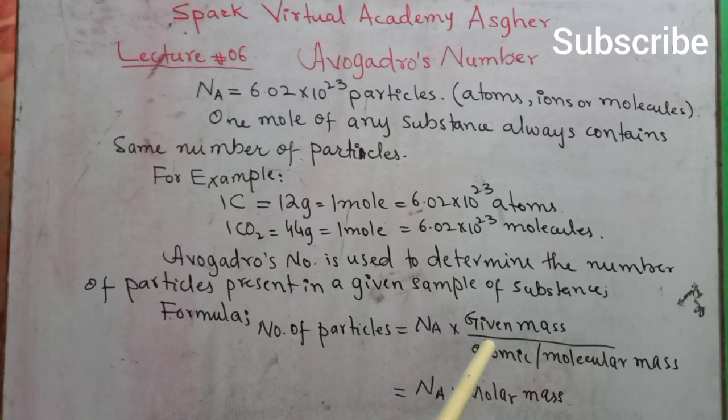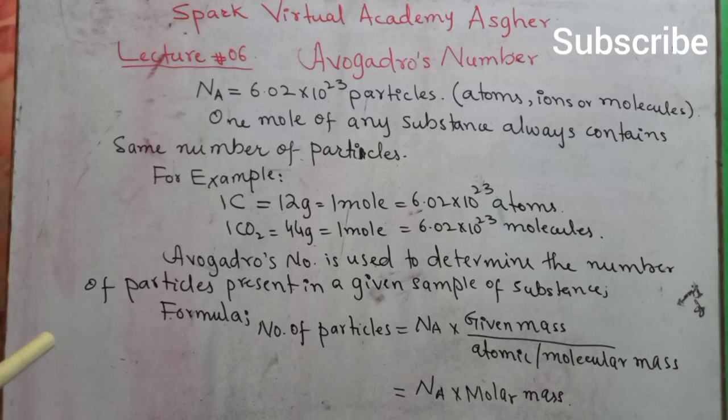However, the given mass divided by the atomic mass is also equal to the number of moles, so we can also determine the number of particles present in a given sample of substance by multiplying the number of moles of that substance with the constant number NA, 6.02 into 10 raised to power 23. So in short, Avogadro's number is a constant number which indicates that 1 mole of any substance always contains the same number of particles.